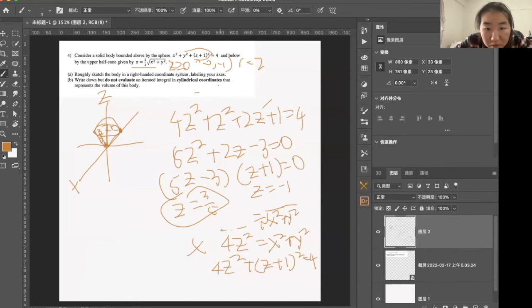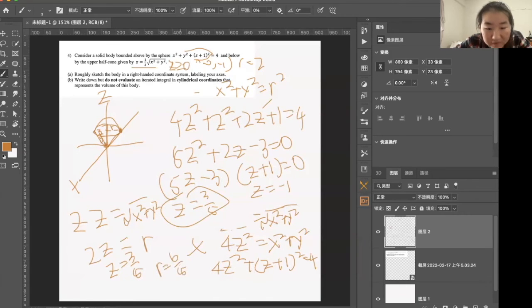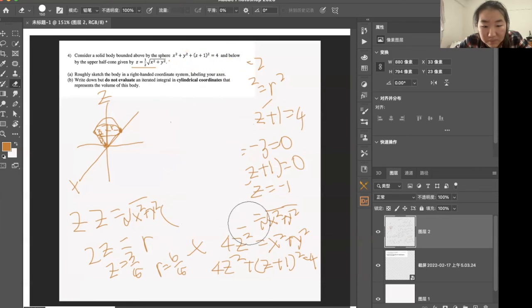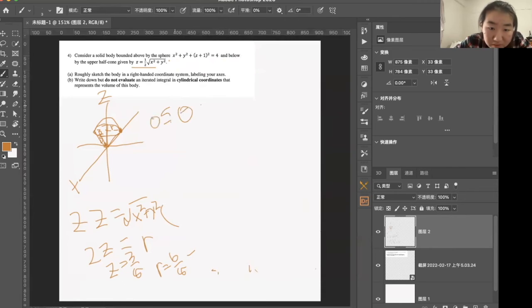So what will r be? Well, we know x squared plus y squared equals r squared. That's just when you convert rectangular to cylindrical, that's always the case. Therefore, a minute ago we got 2z equals the square root of x squared plus y squared. So the square root of r squared will just be r, 2z equals r, z is equal to 3 over 5, r equals 6 over 5, right? So now theta goes from 0 to 2 pi, and for r the largest r could ever be is 6 over 5.